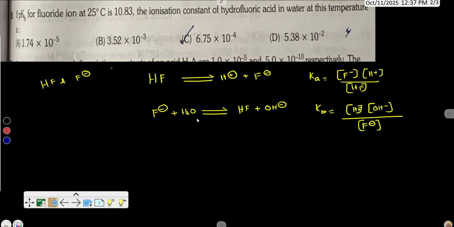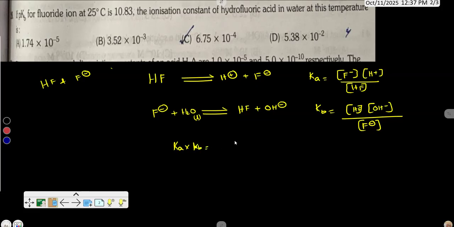Why am I not taking H2O? Because H2O is a pure liquid. For liquids, we don't consider them. These constants can be written only for aqueous ions and also for gases, if any are present. Okay. Now we will find out what is Ka into Kb.